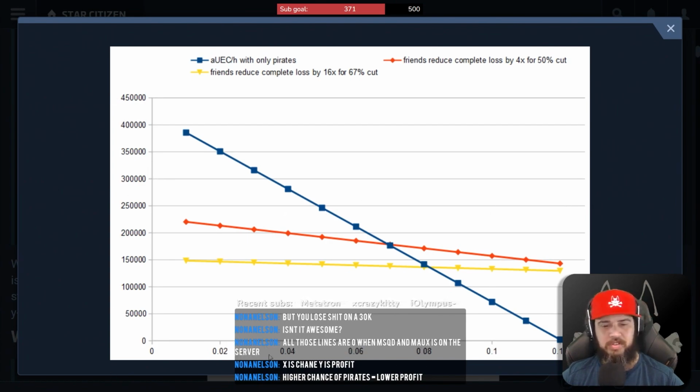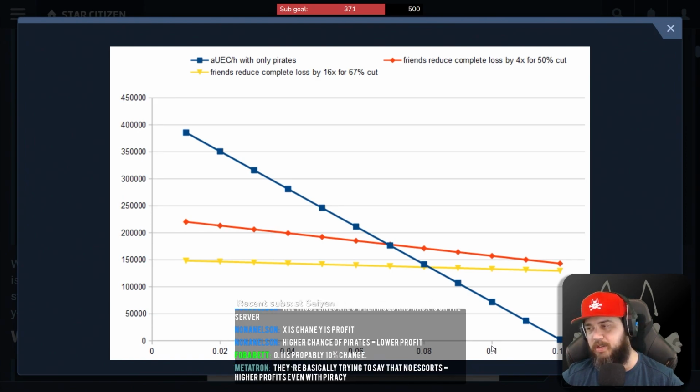So we've got 2%, 4%, 6, 8, 10, and 12% chance of being pirated, and with a 1% chance, or just over 1%, which is where we're starting roughly here, where the cursor is moving up and down, you've obviously got the highest profit margin, and as you increase it, don't know where they got 12% from though. Yeah, 0.1 is 10%. They're basically trying to say no escorts equals higher profits even with piracy.